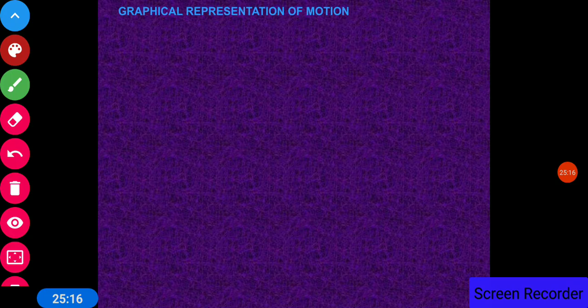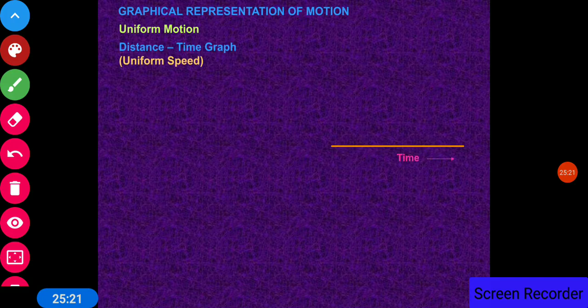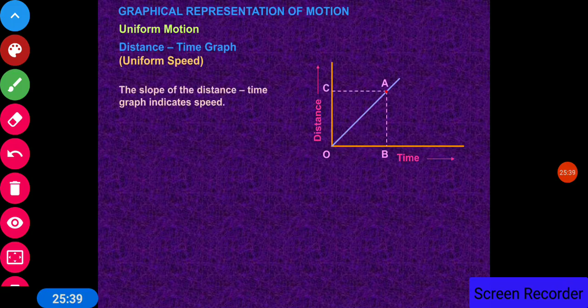Now, graphical representation of motion. Uniform motion, the distance time graph. This is the time axis, this is the distance axis, and this is the origin. This line shows the distance time graph. The slope of the distance time graph indicates the speed, because the slope is AB upon OB. AB gives the distance and OB gives the time, and distance upon time gives the speed.